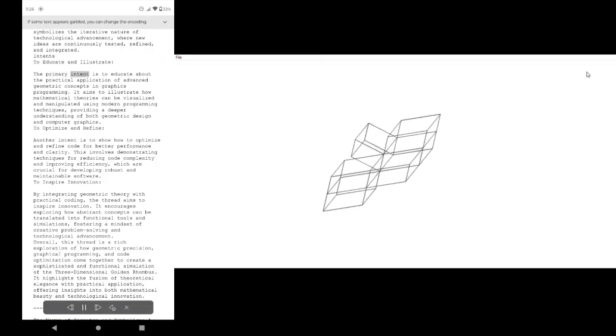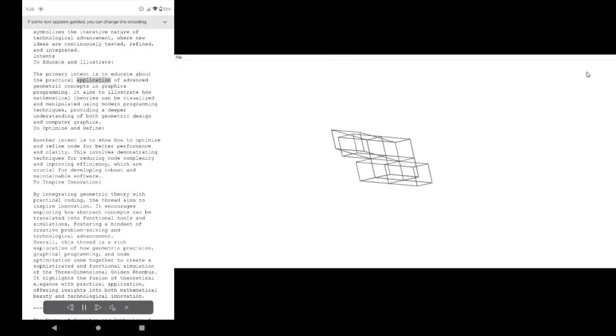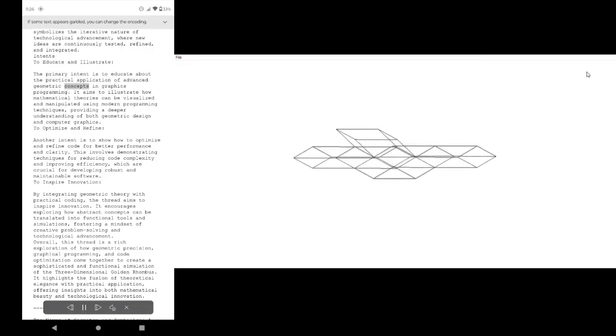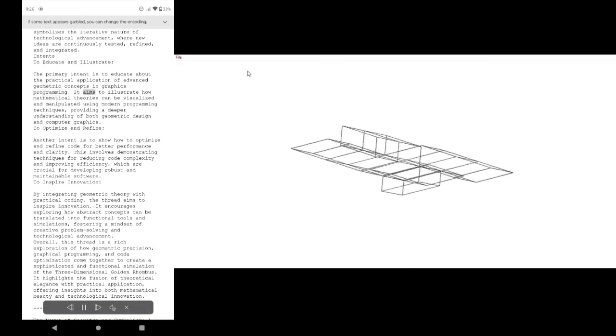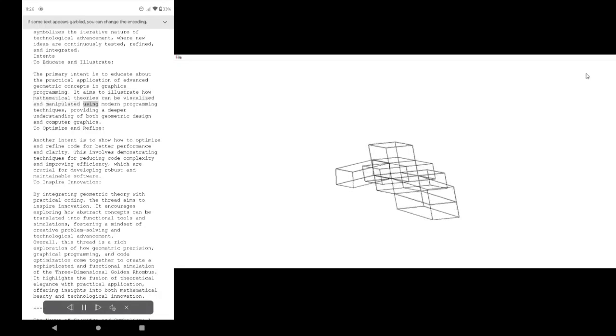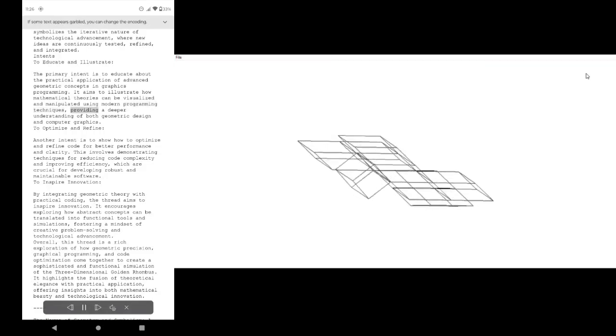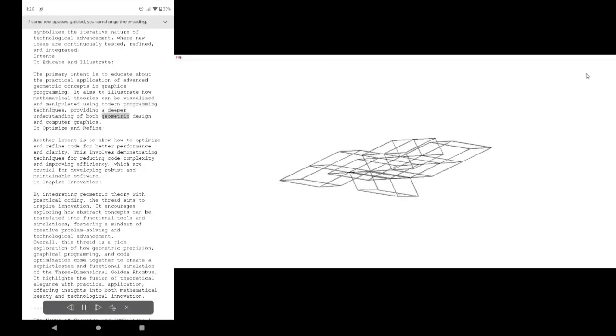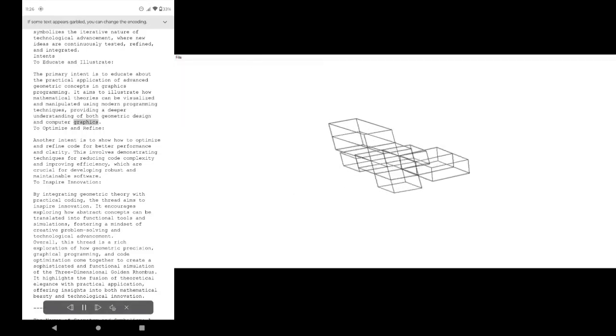The primary intent is to educate about the practical application of advanced geometric concepts in graphics programming. It aims to illustrate how mathematical theories can be visualized and manipulated using modern programming techniques, providing a deeper understanding of both geometric design and computer graphics.